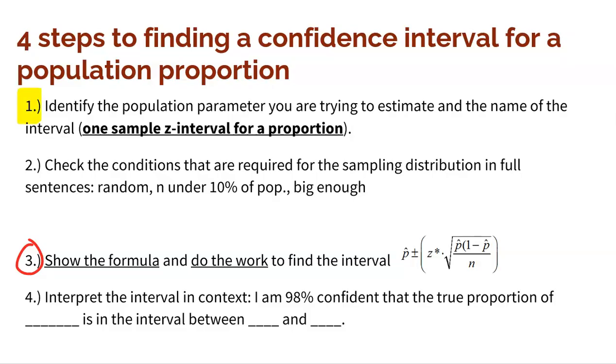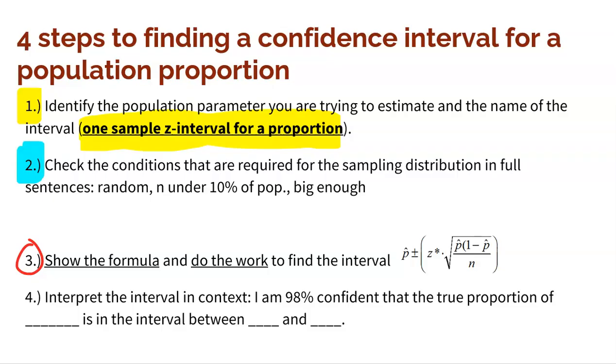Step 1 is actually identifying what it is that you're trying to find in context. So you're identifying the population parameter that you're trying to find. And you're telling me that you're going to do this with a 1 sample z interval for a proportion. That is the official name of a confidence interval for a population proportion. It's called a 1 sample z interval. See, the AP does require that you say that.